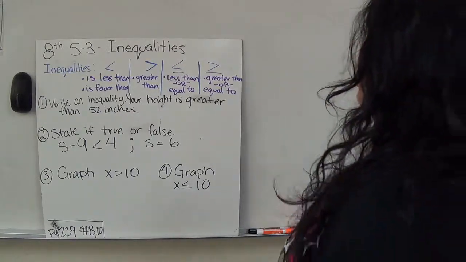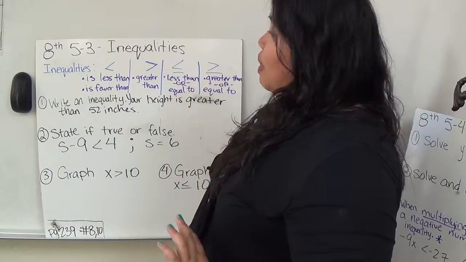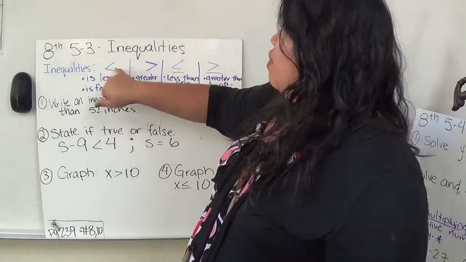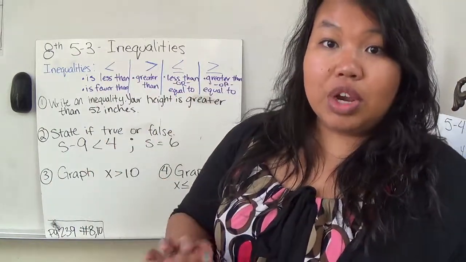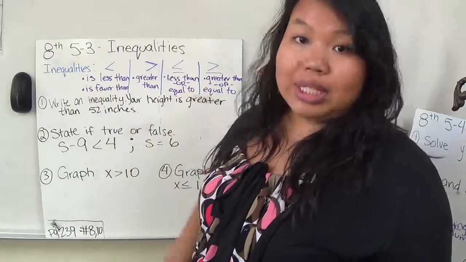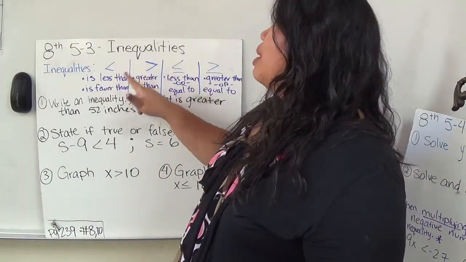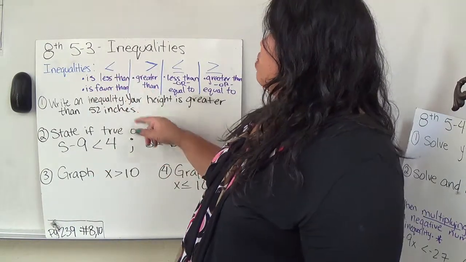In 8th grade, section 5.3, we're dealing with inequalities. As a review, you should know that the opening of the inequality always faces the bigger number. It represents that the bigger number is at the opening and the smaller number is at the other end. And we have our basic less than or greater than. So that means less than, the smaller number is on the left side; greater than, the smaller number is on the right side.